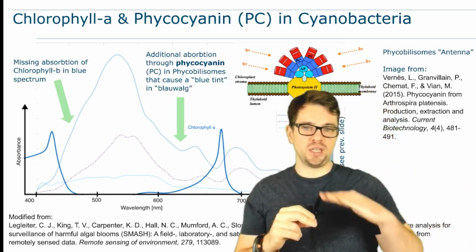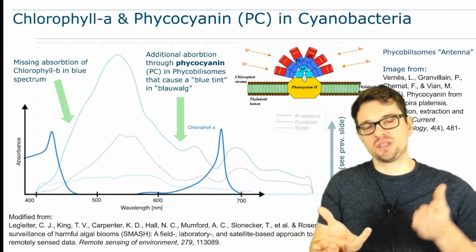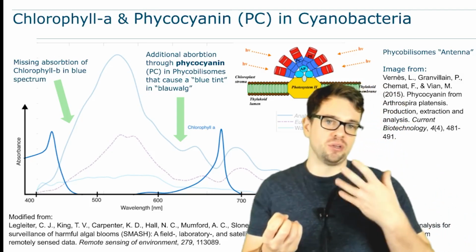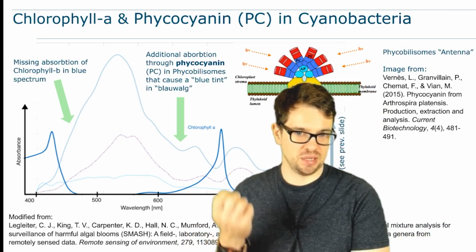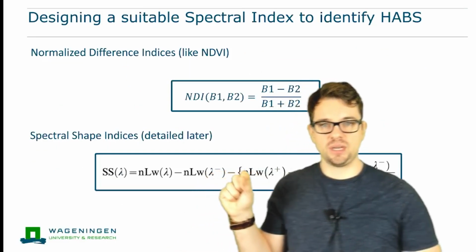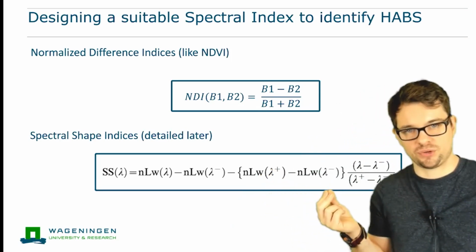So this level of detail is useful and helpful if you want to design spectral indices specifically for algal blooms, that you go deep and you understand the underlying physical properties and the objects that you are measuring. And naturally, we have some tools to design indices or families of indices for specific cases.